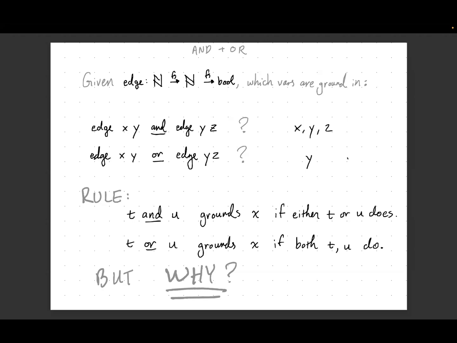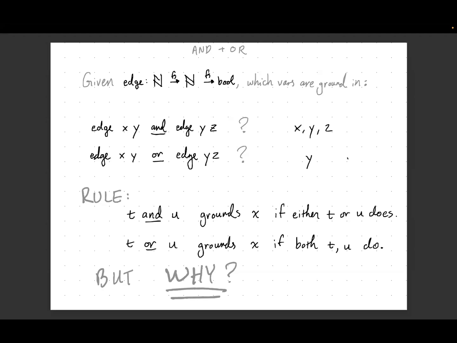So yeah. If x can be false, but if y is true, then it's still true, right? Yeah, exactly. So suppose that edge yz is true, then it doesn't matter what value x has. So it's true for all of the x's if there's any edge in the relation. So t and u grounds x if either t or u does. T or u grounds x if both t and u do.